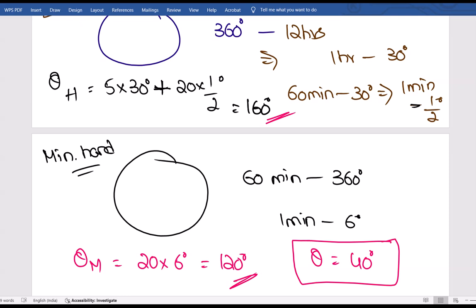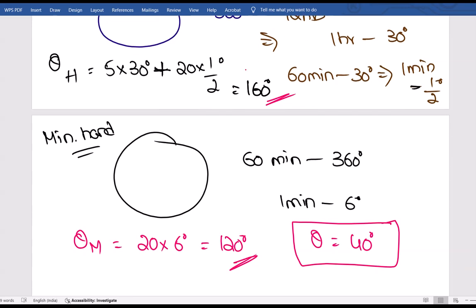Now, if you want the formula, this is how they develop it. Generally, theta h will be 30h plus m by 2, and theta m is nothing but 6m. Why 6m? Each minute is 6 degrees, so m minutes means m into 6.